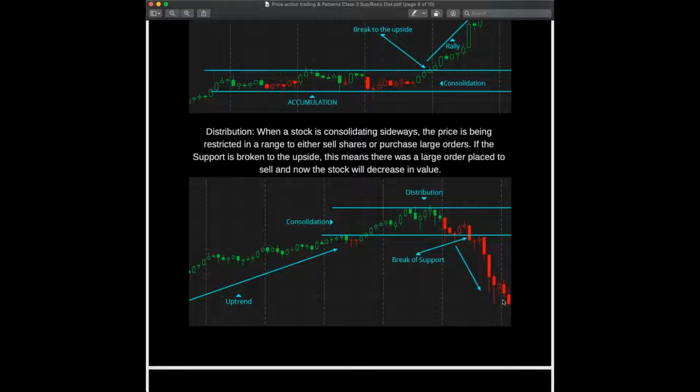Why? Because now all those shares that they picked up, they're selling. So now they have to find buyers for those sellers. And now the price is going to fall to meet that demand because there's not going to be as many buyers up here as there were down here.